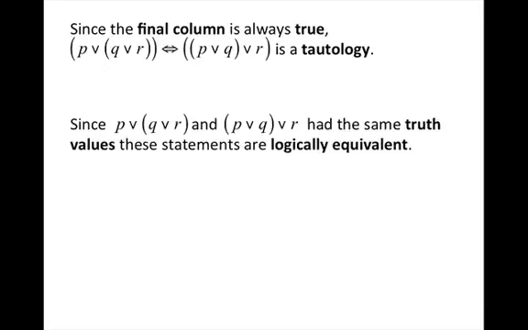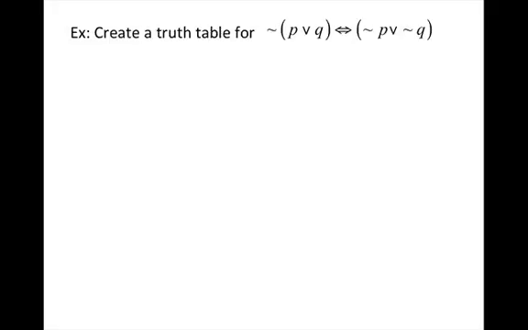When you're looking at a completed truth table, always look at the final column. If that final column is always true, you have a tautology. Now looking back at your truth table, you'll see that the columns for P or Q or R and the column for P or Q or R have the same truth values. So that means these two individual statements were logically equivalent. Let's look at another example.